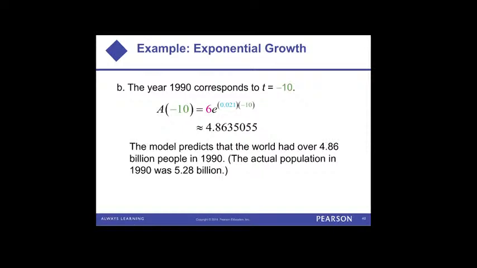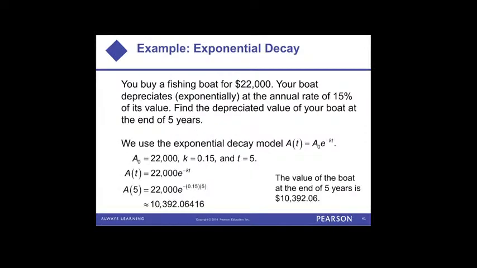Let me see. Oh, okay. I think this is the last example. So we buy a fishing boat for $22,000. The boat depreciates exponentially at an annual interest rate of 15% of its value. Find the depreciated value of the boat at the end of 5 years. Okay, I didn't even realize this was there.